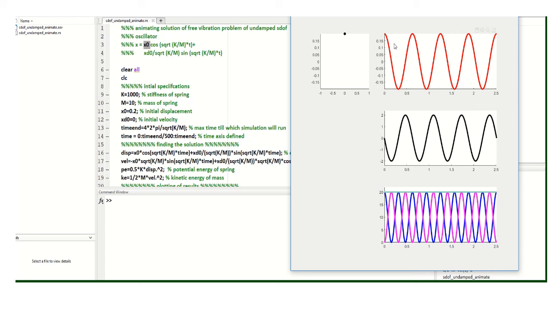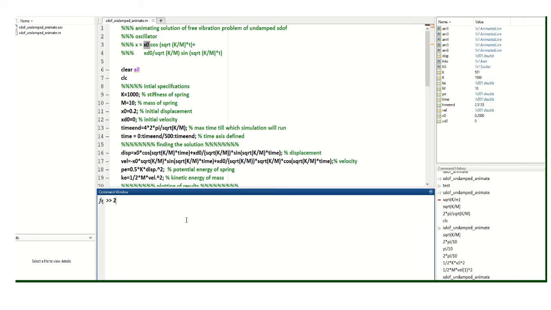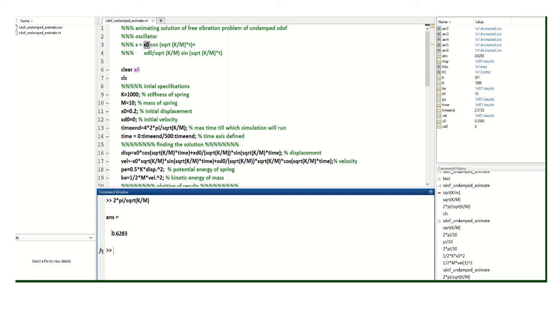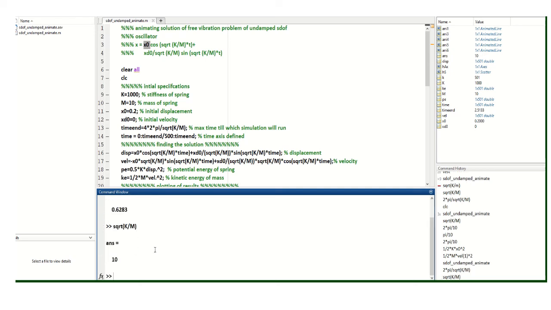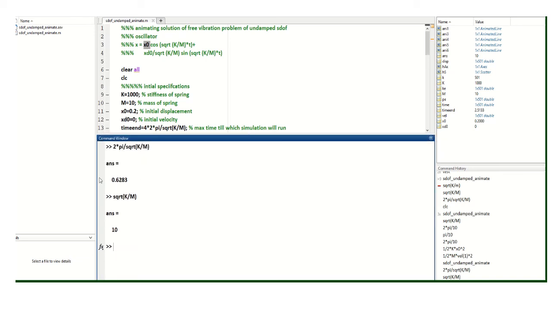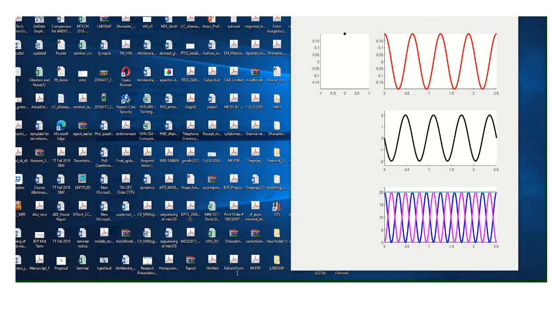And we have seen that the period of oscillation of this mass particle is equal to 2π divided by the square root of k by m. This value, square root of k by m, is termed the circular frequency, and 2π divided by that circular frequency is the time period. This circular frequency is also called the natural frequency.